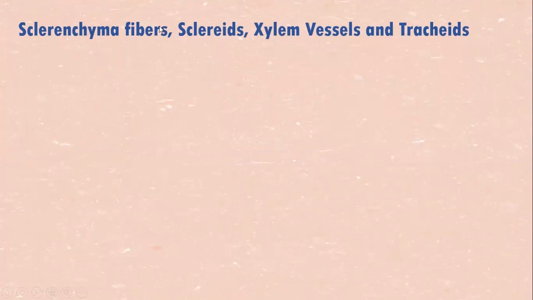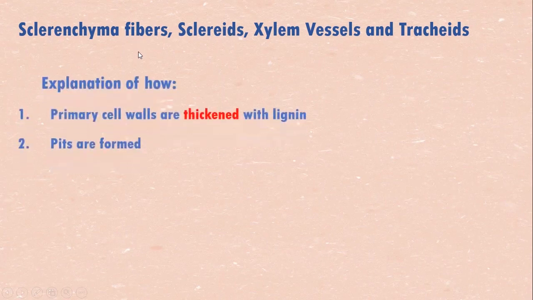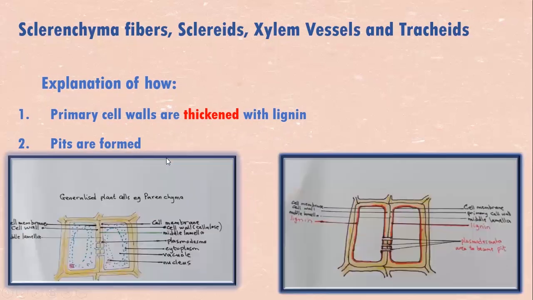But before we look at the cells, we want to find out how the cells are thickened. The primary cell wall is thickened with lignin, and pits are formed because you have pits in all these. All right. So we have these two cells here. We want to look at how the primary cell wall is lignified with a secondary wall. So we have this cell again to show the plasmodesma, another one here, and the cell.